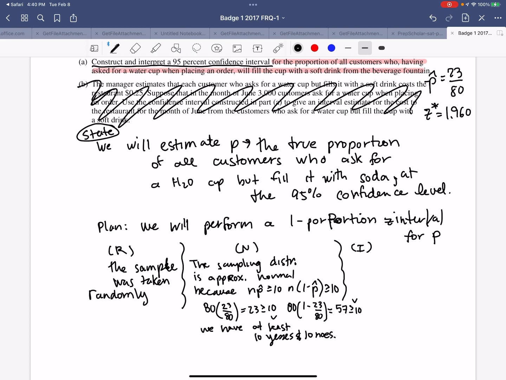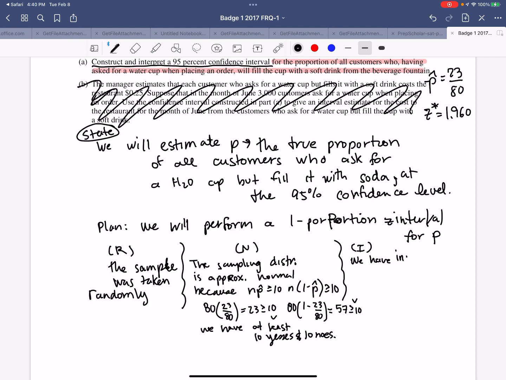So notice I need numbers here. If you wrote the formula but no numbers, or you wrote the words we have at least 10 yeses and nos, but you didn't write the numbers, then you have to retake the badge to make sure you do that part. All right, independence.